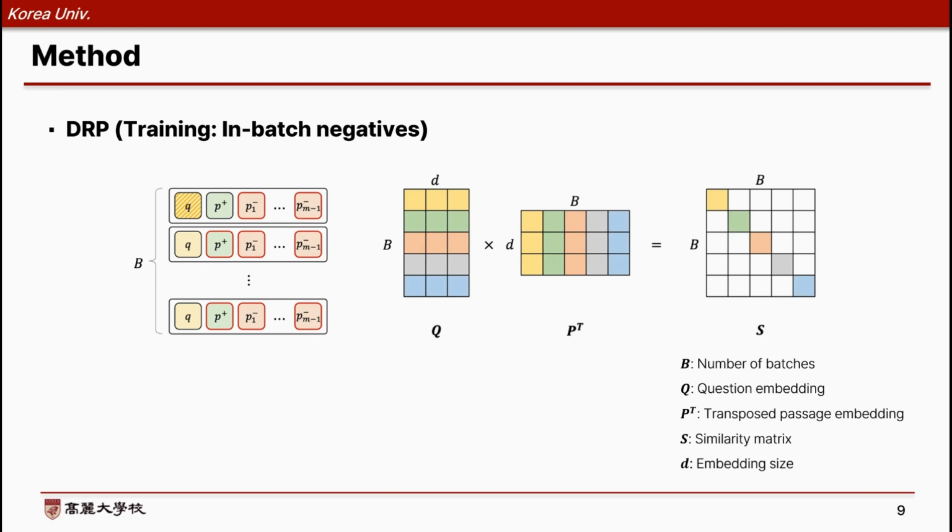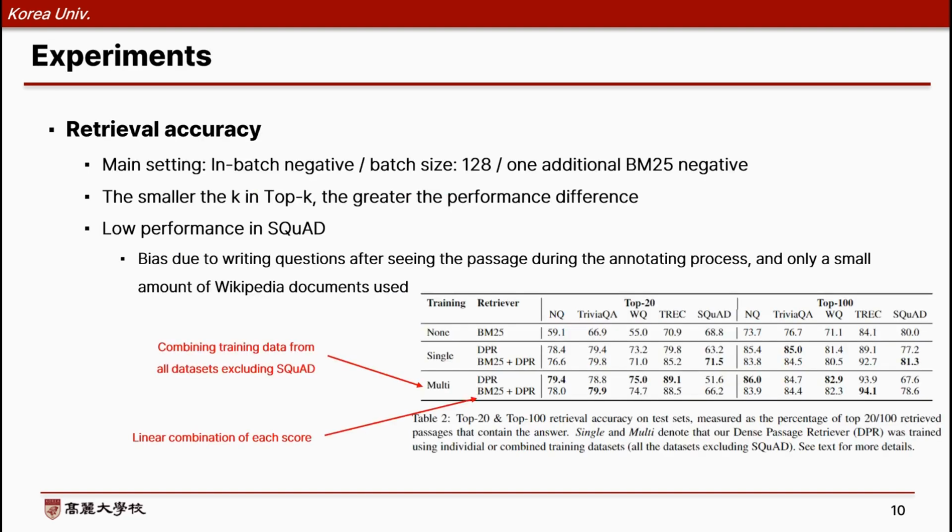and the colorless cells represent the similarity with the negative passage for each question. So both positive and negative similarities can be utilized in one matrix. It is simple and has the advantage of being memory efficient. The following shows the result of the experiment in this paper.